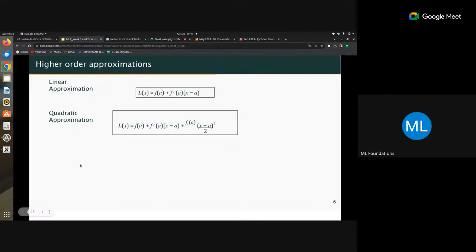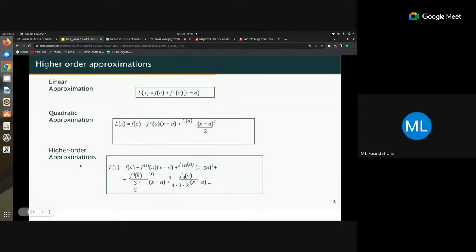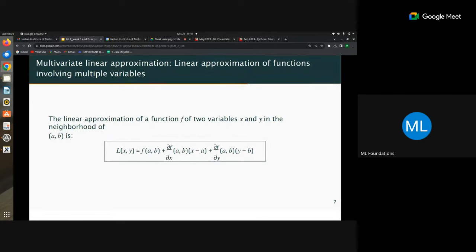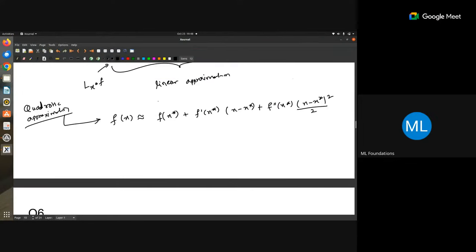Okay. Next, we'll go. It's higher order, we just don't deal with it anyway. But what he said is like 2 factorial, we'll have 3 factorial and that will be third or fourth differentials. It will go on. Okay, this is important. Only for multivariate linear approximation, right? This multivariate linear approximation formula.